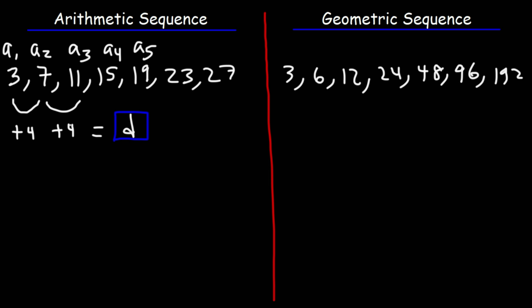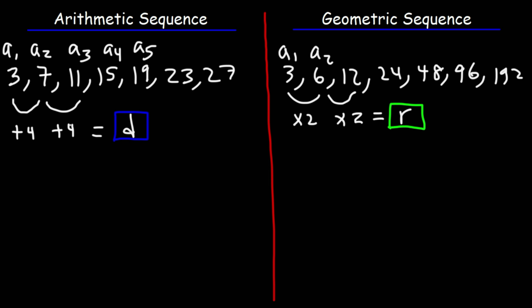In a geometric sequence, you don't have a common difference. Rather, you have something that is called the common ratio. To go from the first term to the second term, you need to multiply by 2. To go from the second term to the third term, you need to multiply by 2 again. So that is the r value. That is the common ratio.